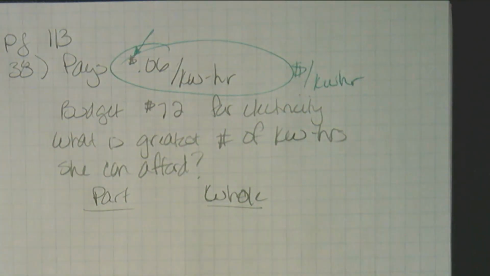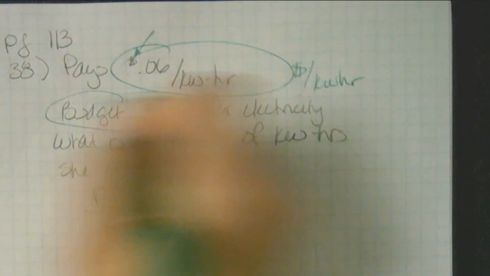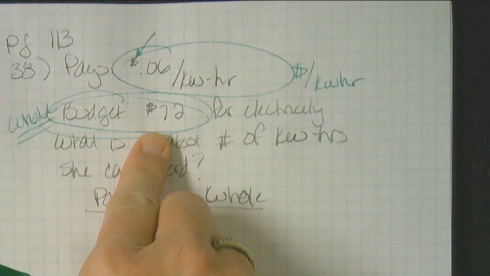So, what information here is my whole? What information here? I'm dealing with money, I'm dealing with kilowatt hours. All right, what information here is my whole? Alex? That's our budget, absolutely. There is our whole. Because we're measuring money. In the end, that's what we're talking about, is how much something costs.